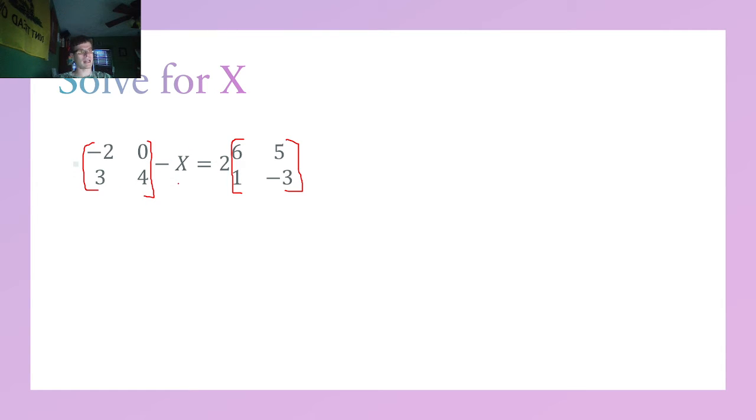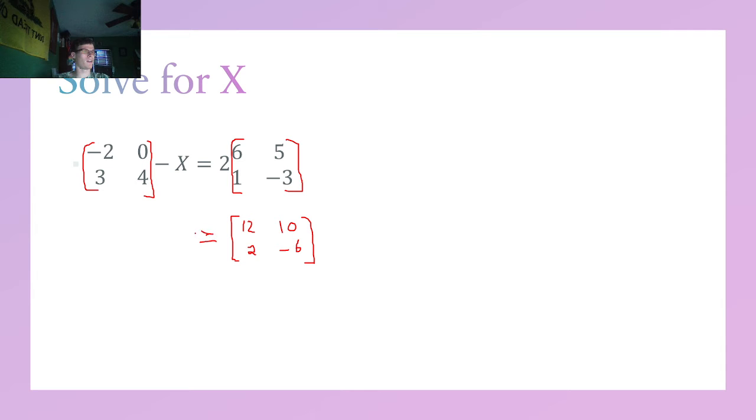So we're trying to isolate x on its own side. First off, we have a 2 here. We want to multiply these values by 2. So let's do that real quick. 2 times 6 is 12. 2 times 5 is 10. 2 times 1 is 2. 2 times -3 is -6. All right, so that's done.